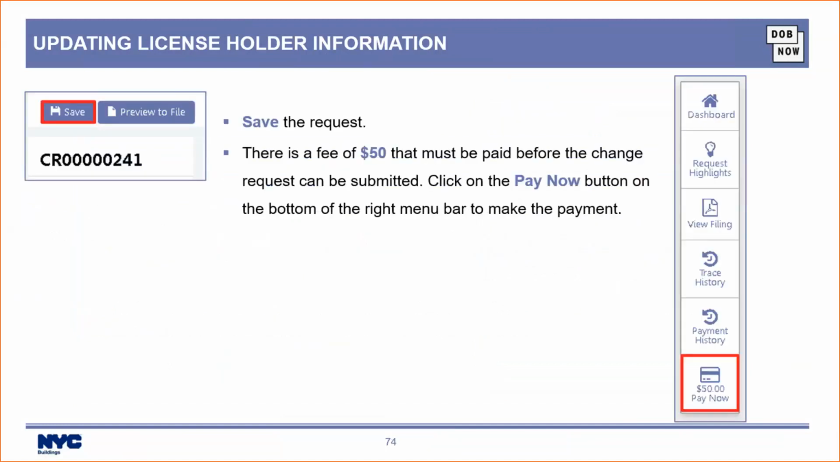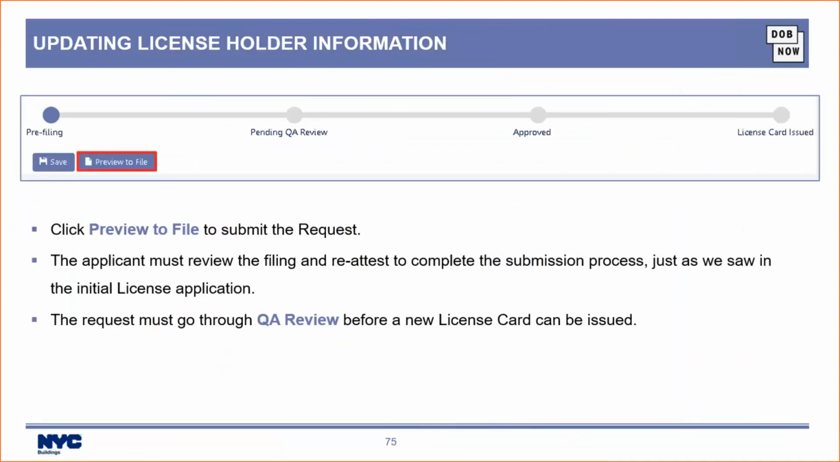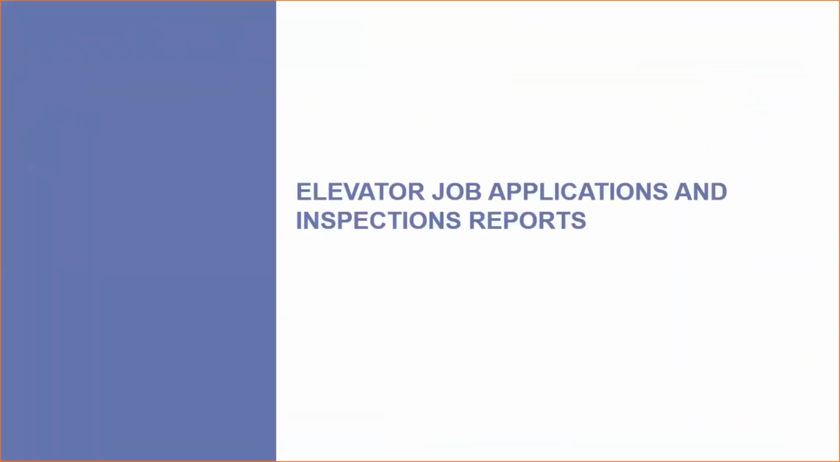Okay, we're going to have to pay a fee in order to do the change, and that is $50. So we can hit that pay now button, submit the information to make the payment, and then we'll click preview to file when that's all set up. So these are the steps that this will have to go through: a QA review, and then the update gets approved, and then the license card gets reissued with the new name and address on it. So let's take a look at that.